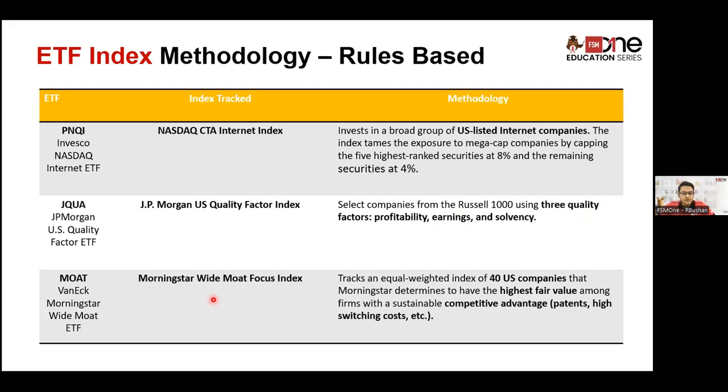And then the Morningstar Wide Moat Focus ETF tracks the Morningstar Wide Moat Focus Index. They select 40 companies which they think have the highest fair value, and they have their methodology for how to do it, also using the factor of competitive advantage. This follows Warren Buffett's idea of wide moat, strong moat companies having a competitive advantage. So they use that investment philosophy to come up with an index.